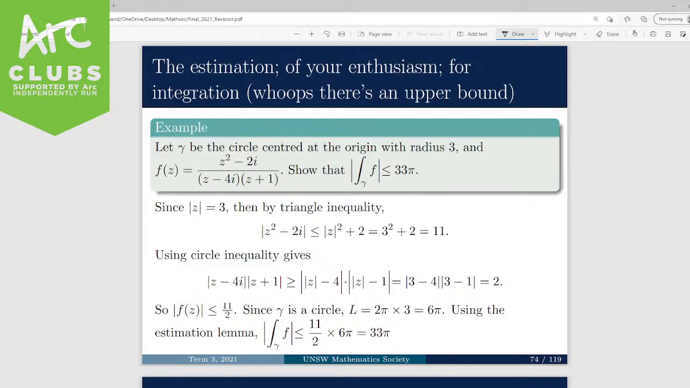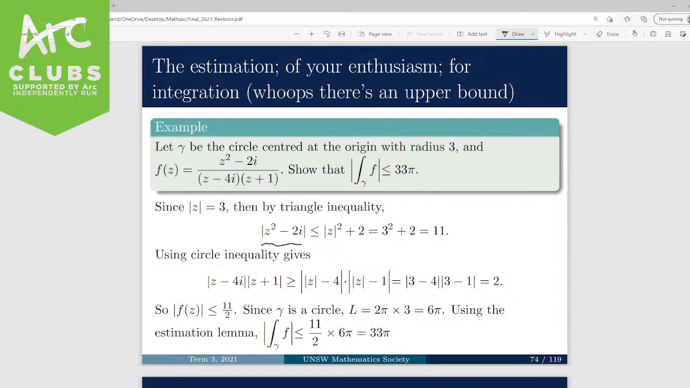That should really trigger some alarm bells in your system, because the left-hand side is pretty much the ML lemma right there. So what you need to do is find that maximizer of the modulus of f. And now f looks a bit horrific. Just keep in mind that because gamma runs on that circle with radius 3, center origin, the modulus of z is always 3. So by the beauty of triangle inequality, that top numerator, when you modulus it, is just going to be less than or equal to modulus of z squared plus 2.